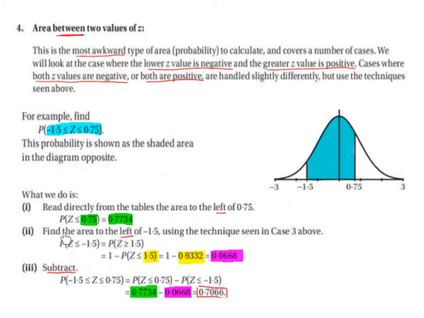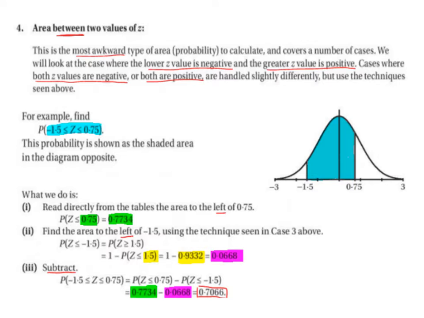So the probability that z is less than or equal to minus 1.5 is the same thing as the probability that z is greater or equal to 1.5. And the probability that z is greater or equal to 1.5 is the same thing as 1 minus the probability that z is less than or equal to 1.5. And the probability that z is less than or equal to 1.5 is 0.9332. So we got that from the tables. And 1 minus that is 0.0668. So again, I'll show you in a second where I got those numbers from.